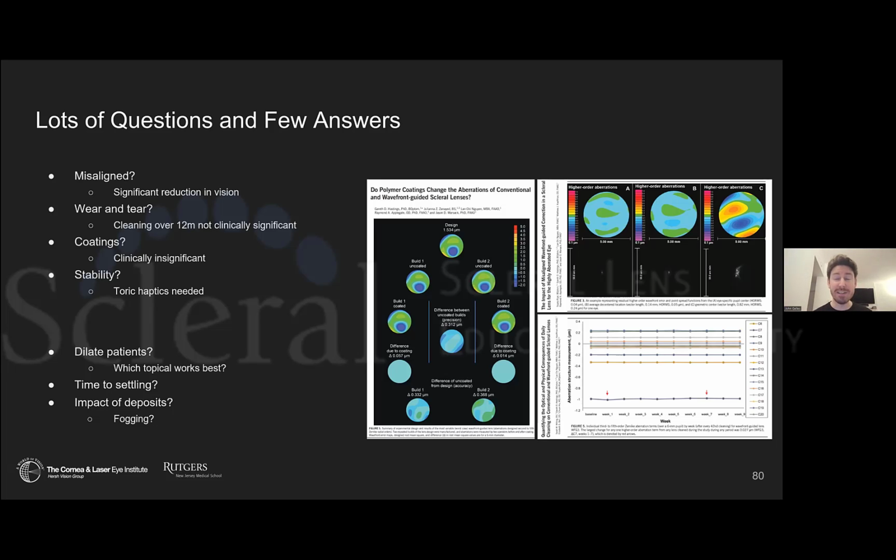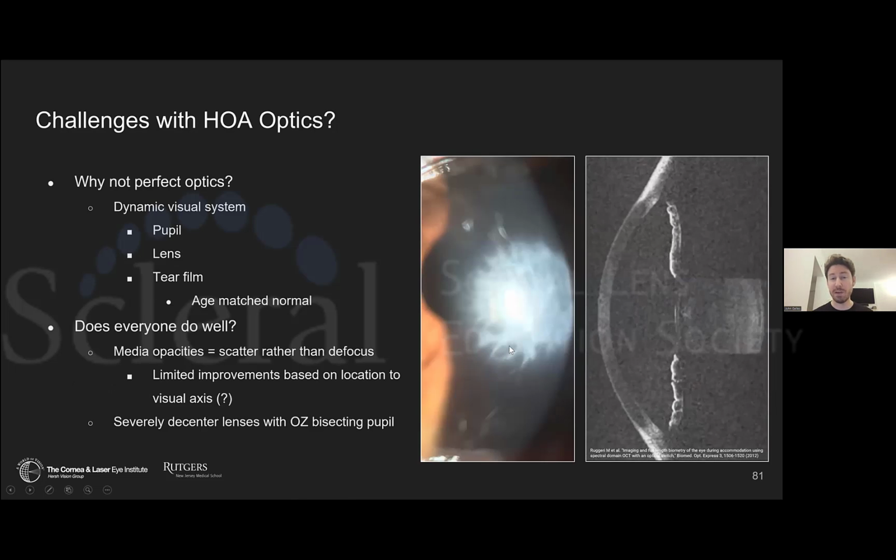When we put a lens on an eye, how long does it take for that lens to settle into position so that we know we're getting the right position to take those aberrations over the top? What's the impact of things like fogging under the lens or deposits on a lens surface? So a few things are outstanding and need to be answered, and I'm sure lots of research will be done in this area.